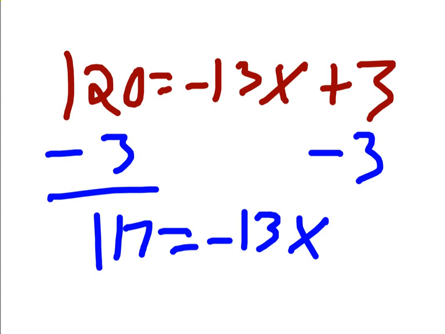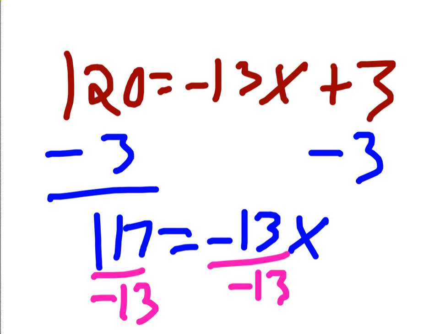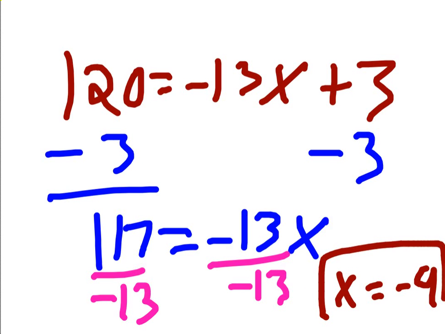Divide by 13. Okay. Make sure you divide by negative 13. It's a positive divided by a negative. It's going to give me negative 9, so I'm just going to try to do it on the same paper. x equals negative 9.